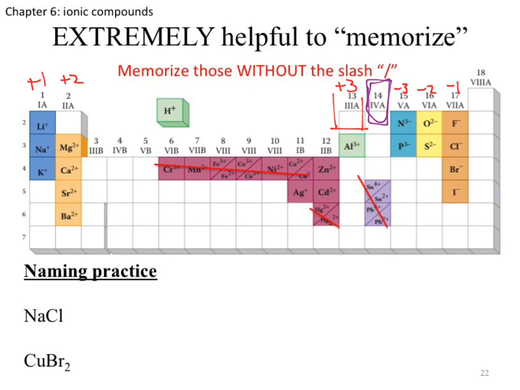Let's name the compound below, NaCl. You already know the name to this, but follow our rules. What is the name for Na? Sodium. So we merely write sodium. Because it is the cation, we don't change its name. We leave it entirely alone.